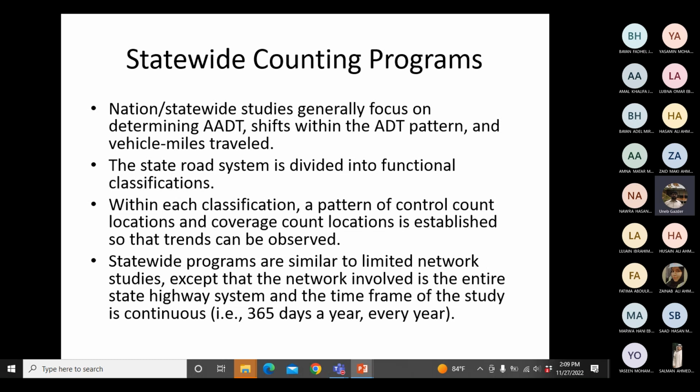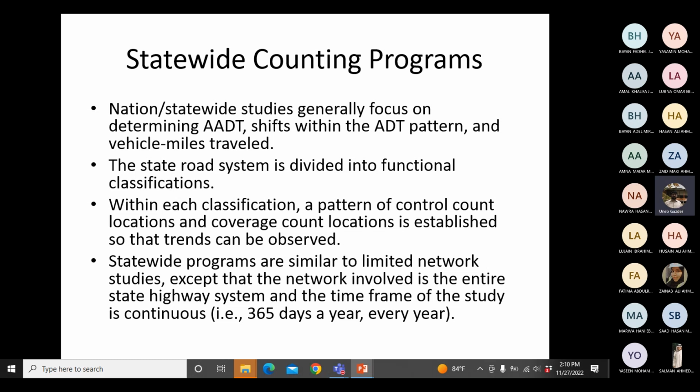Okay, so the objective of the statewide counting program is to find out these three items mainly, but obviously it is not limited to these three items. These are the most important items, but it can be many other things as well.